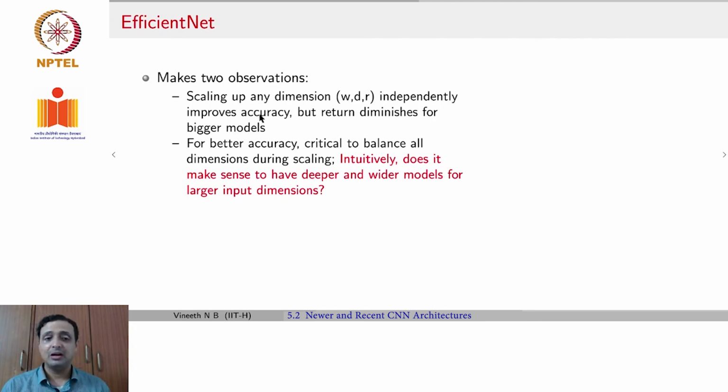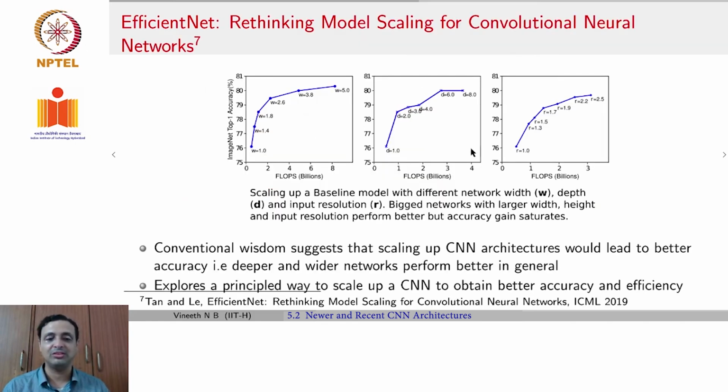As we just said, scaling up any dimension independently improves accuracy, but returns diminish for bigger models, which is what you see in these graphs. The first graph shows flops on the x-axis and the ImageNet accuracy on the y-axis. You can see that as W, the width of the model, keeps increasing, flops keep increasing, but the accuracy also keeps increasing. But at a certain point, the accuracy saturates even as you keep increasing the width of the model. You see a similar behavior for depth. You see a similar behavior even for the resolution of the input image.